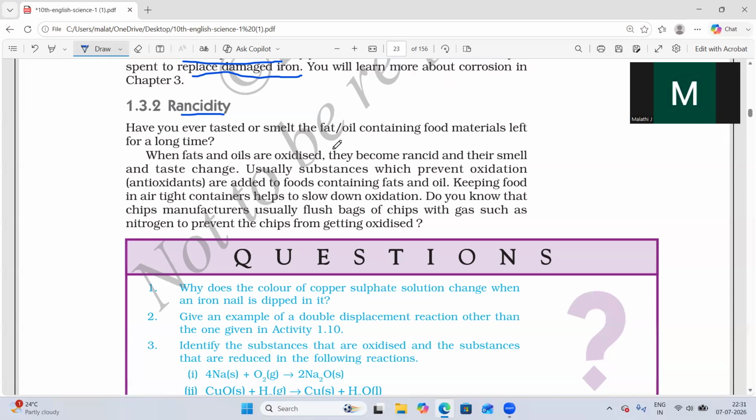If you observe the chips cover, they flush nitrogen gas into it and then pack it. If you open it, the nitrogen gas is liberated, and when the food reacts with oxygen, its smell and taste change. That is how food gets spoiled.